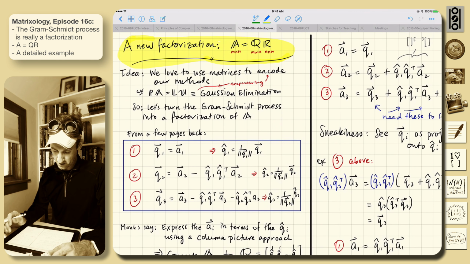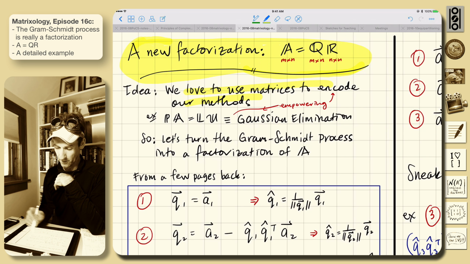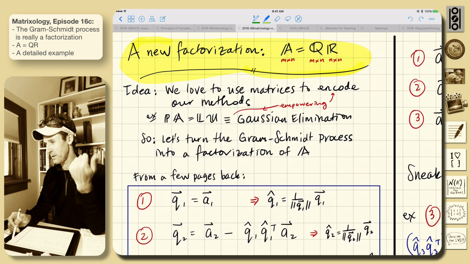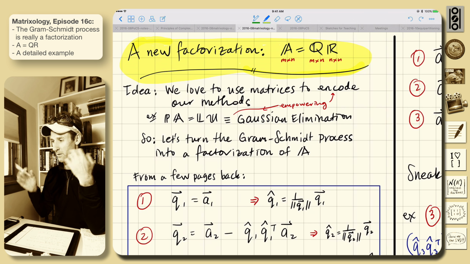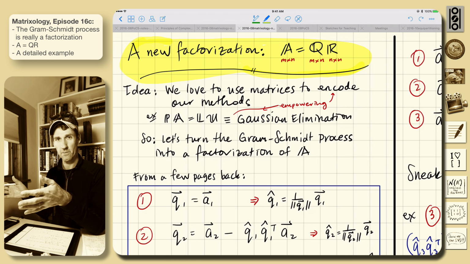Okay, so that's the story here, right? So we love to use matrices to encode our methods. If we can do that, right? We used elimination matrices at one point. That helped us see that we could get to LU. If we can do a rotation, we'll use it and we'll make a matrix do that.